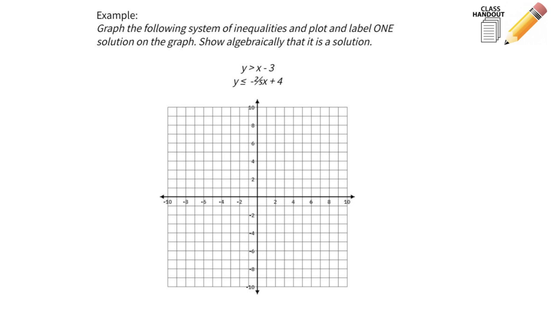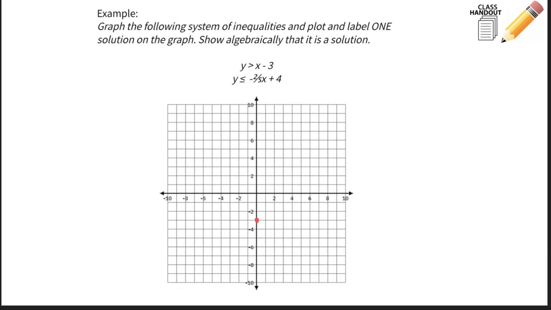Starting with the first line, I'm going to graph in red. So y is greater than x minus 3. First, I'm going to start at -3. My slope is 1, or 1 over 1, so I'm going to go up 1 to the right 1, up 1 to the right 1, and keep going in that pattern in both directions. Since it's just a greater than symbol, not greater than or equal to, we're going to use a dashed line.